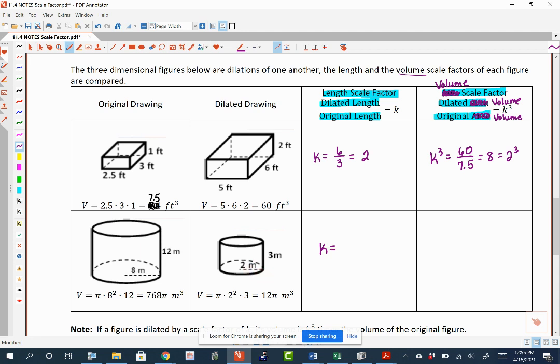I could use my radii or my height. I'm going to go ahead and use my height from my dilated and the height from my original. So there's that fraction that I was thinking I'd get. And a similar thing will happen with my cubed.